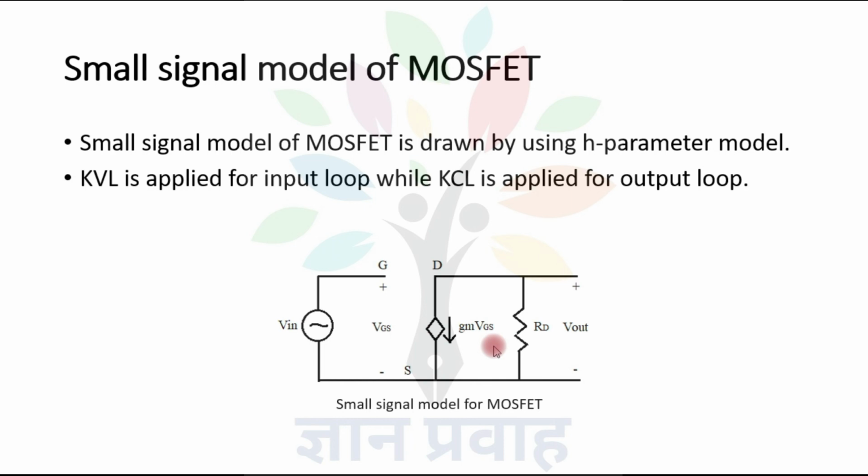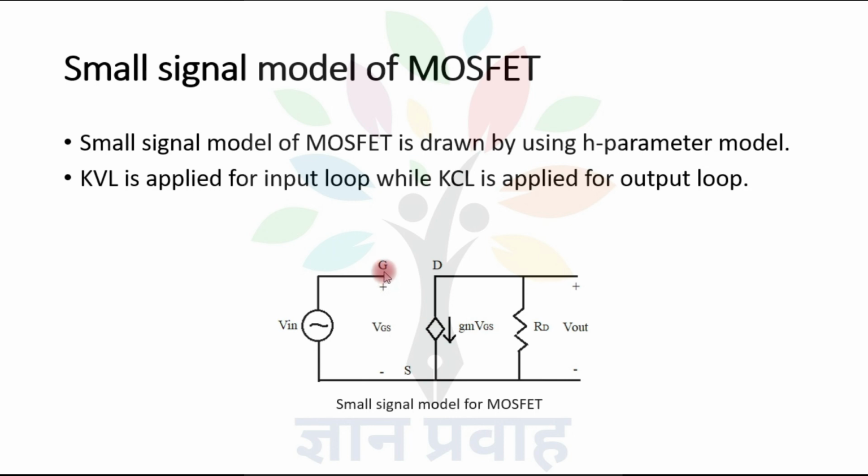It means a small change in drain current is also affected by the drain resistance RD. So here we are showing the drain resistance RD. The KCL equation is used for drawing the output port or output side of the MOSFET device. That is the summation of gm VGS, which is the dependent current source, and it depends on the input voltage, that is the VGS voltage.